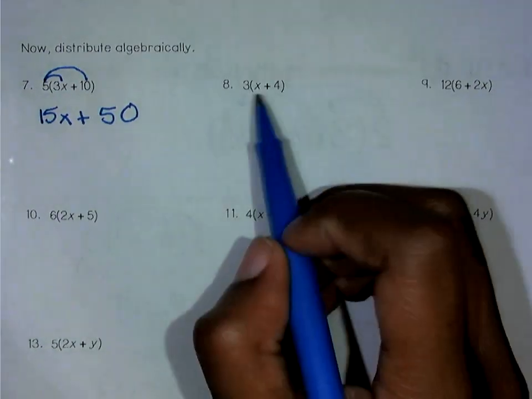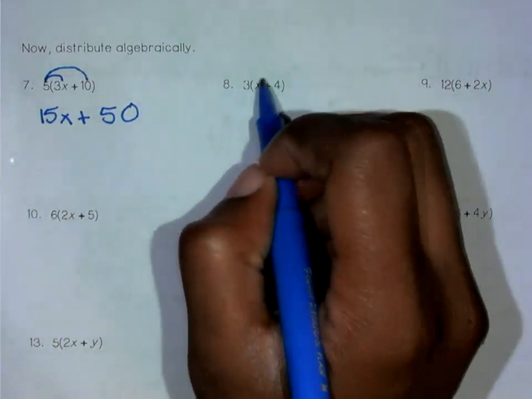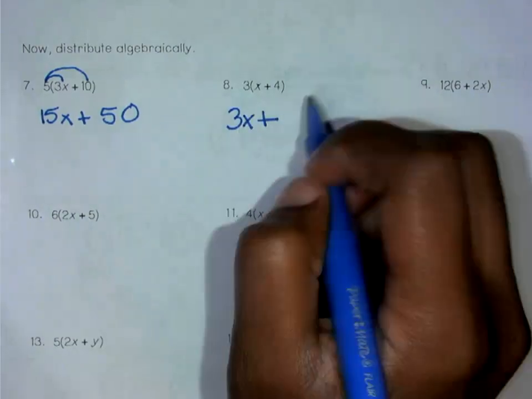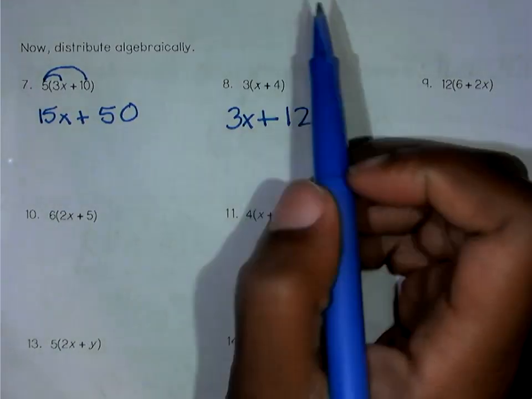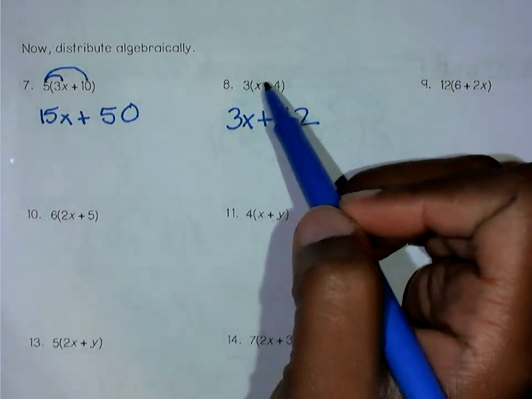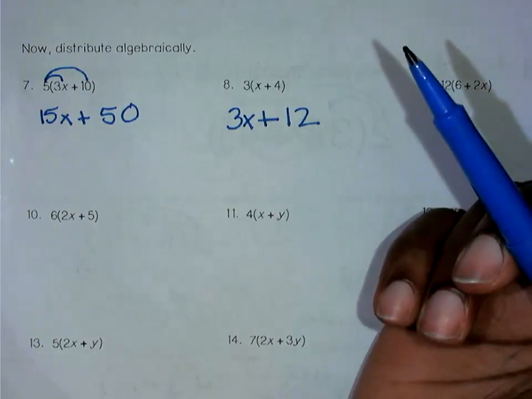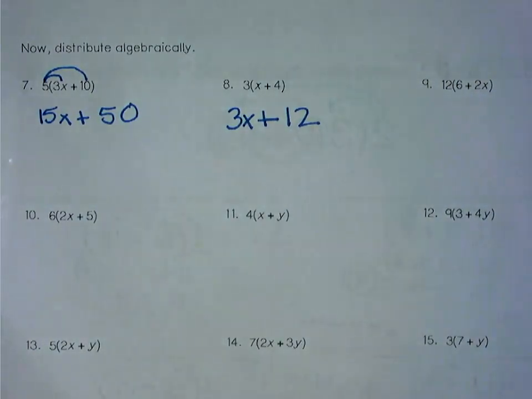Moving on to number 8, you have 3 being distributed to the x plus 4. 3 times x is 3x. Plus 3 times 4, which is 12. All right. So being that x doesn't have a number, it's like 1. Think of 1 being there, okay? So we wouldn't write 1x, we'll just write x, okay?